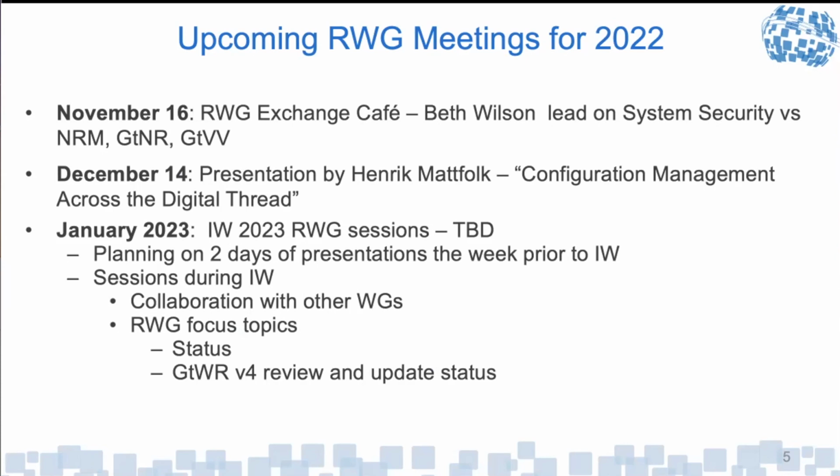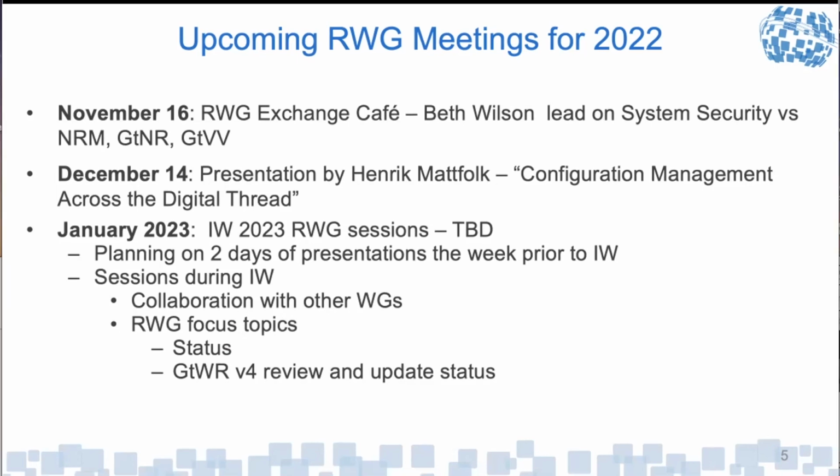One thing that is being emphasized by Tech Ops is a lot more collaboration between working groups during IW. Working groups can have some dedicated sessions, but they also would really like to have a lot of collaboration going on. So we'll talk about the status of RWG and some of the work that we're doing. One of the main projects is updating the Guide to Writing Requirements and producing version 4 of the Guide to Writing Requirements. So with that, I'm going to turn the meeting over to Beth.